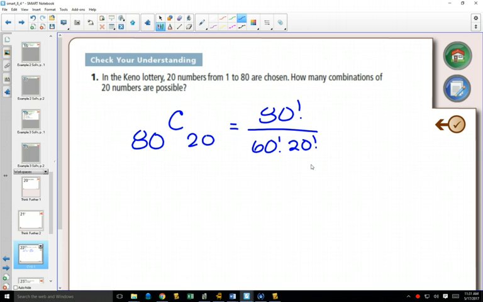So find your combination button on your calculator as well. And if we do 80 choose 20, we get a very large number. 3.5 times 10 to the 18. So if you were trying to choose the right 20 numbers from the 80 and get all 20 of them right, it's very, very unlikely because there's a lot of answers.